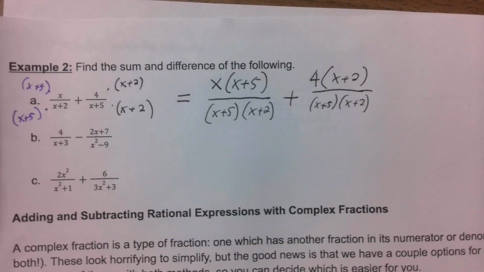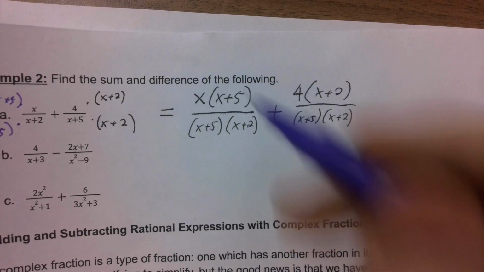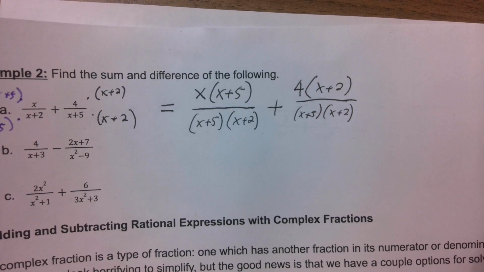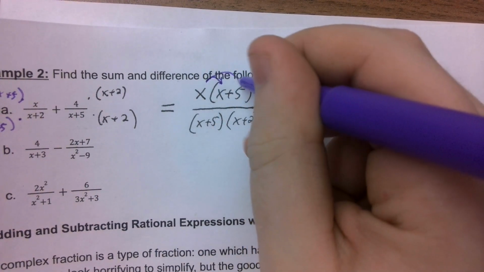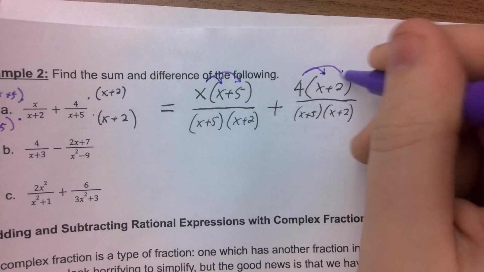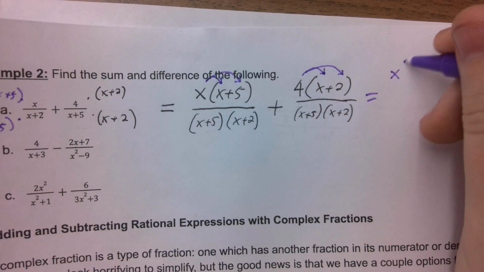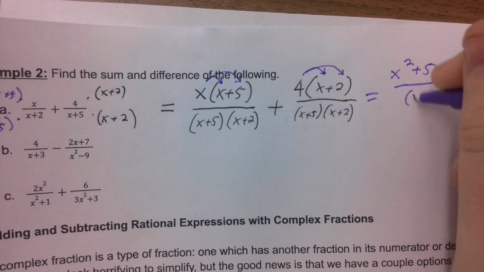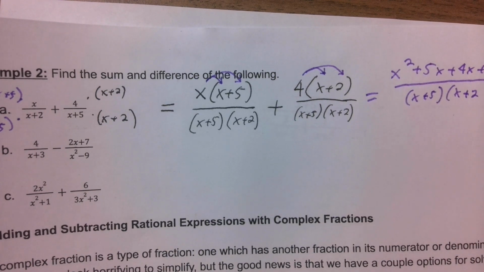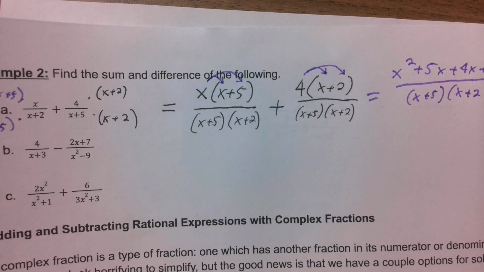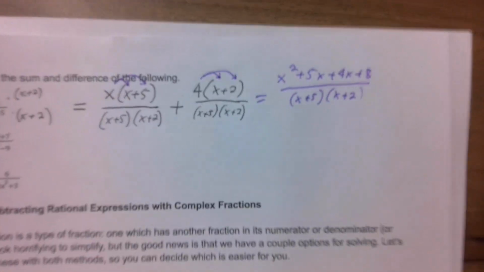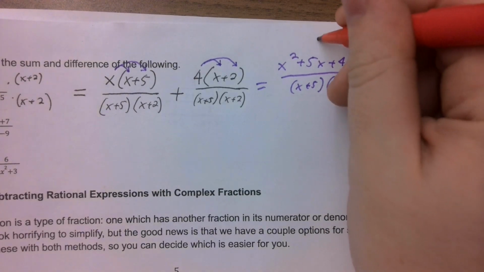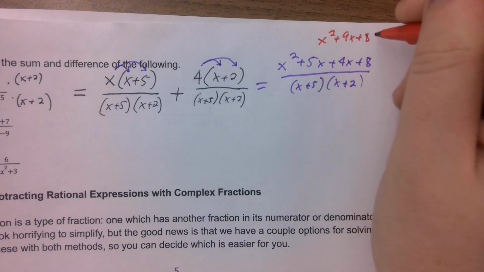We're going to want to add these together. However, we also want to distribute these. It'll make it a lot easier to add. So we're going to distribute the x's and we're going to distribute the 4's. What we end up getting is x squared plus 5x plus 4x plus 8 all over x plus 5, x plus 2. Forgot a parenthesis. Okay, well, after we combine 5x and 4x, we're going to end up with x squared plus 9x plus 8.